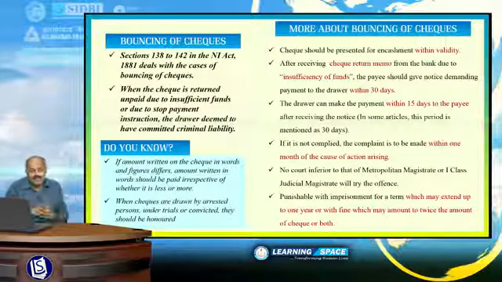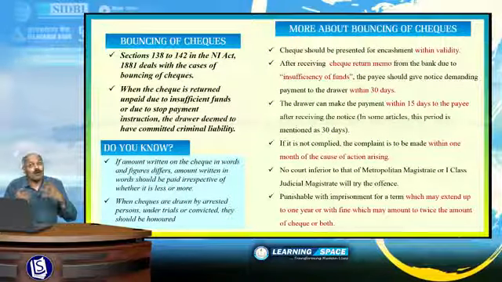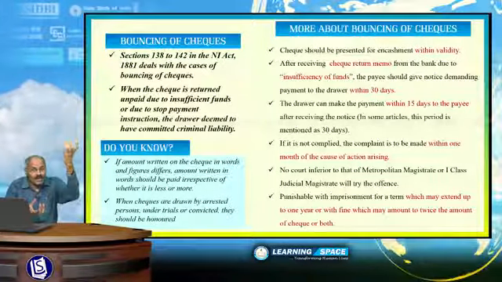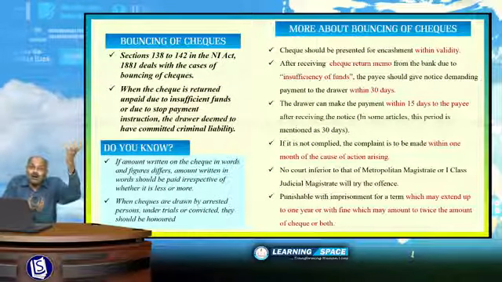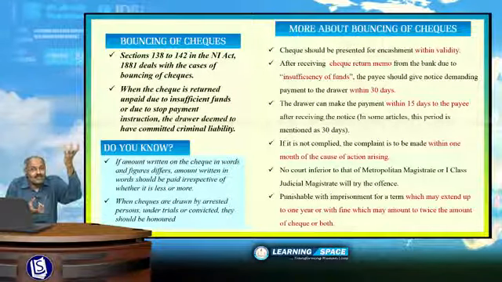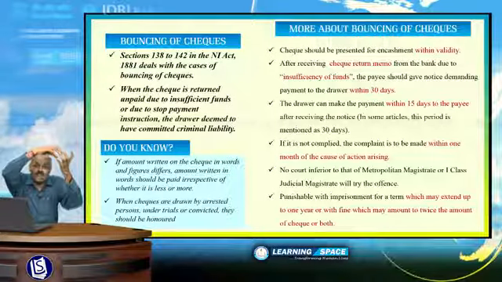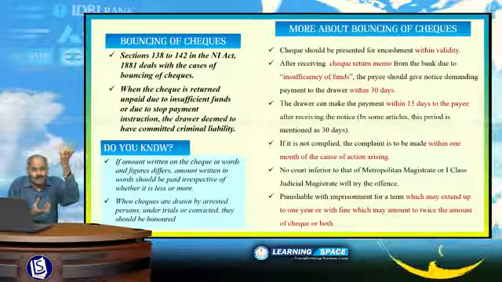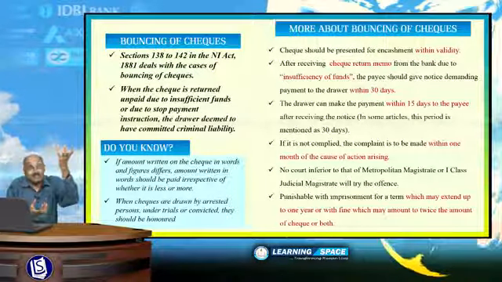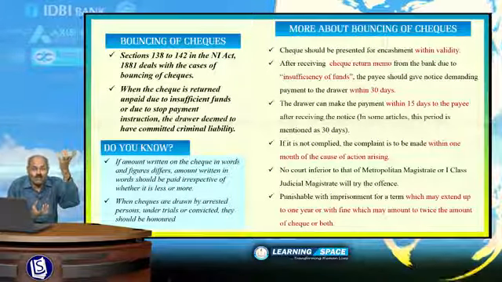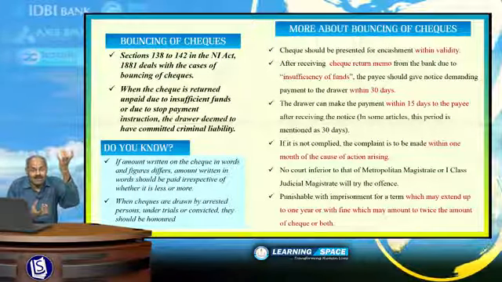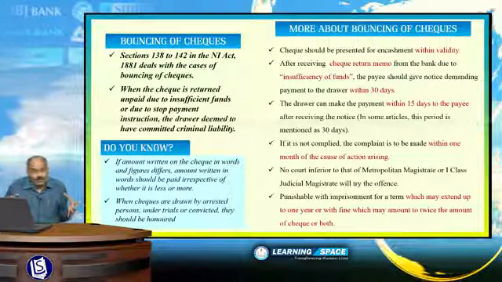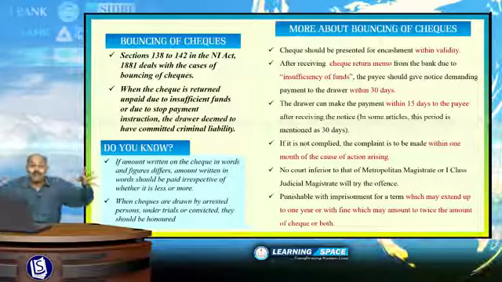So, bouncing of checks, all of you are well aware. What is meant by bouncing of check? X has given check to Y, but Y could not get the payment from his bank because of the reason that sufficient amount is not available in the account of X. In those circumstances, that is called dishonor of the check. The name given to it is dishonor of the check.